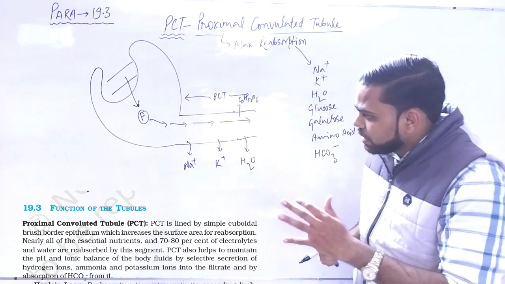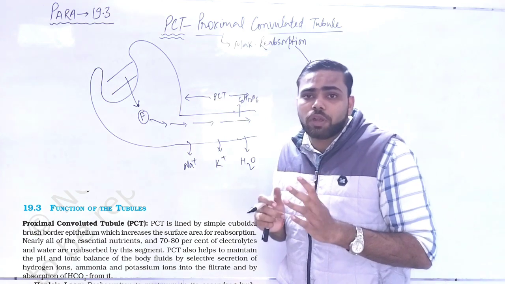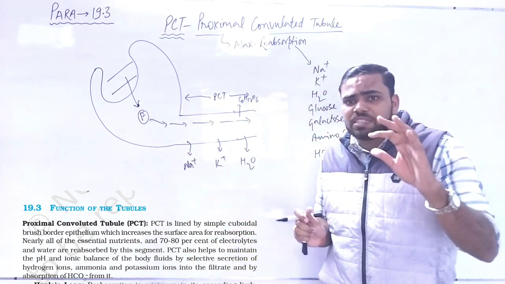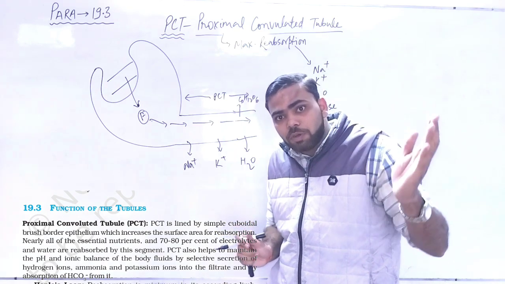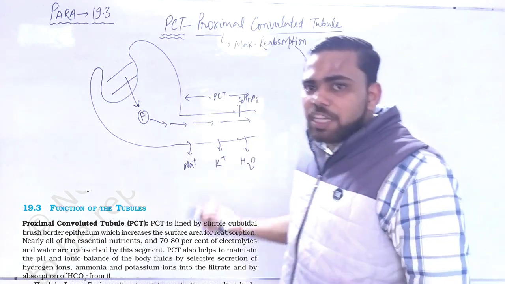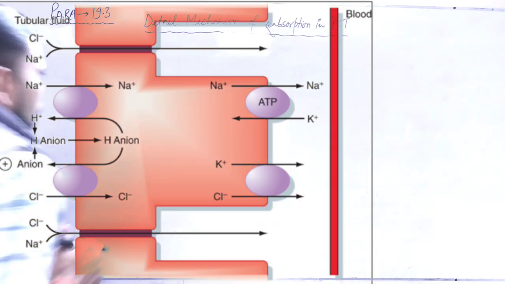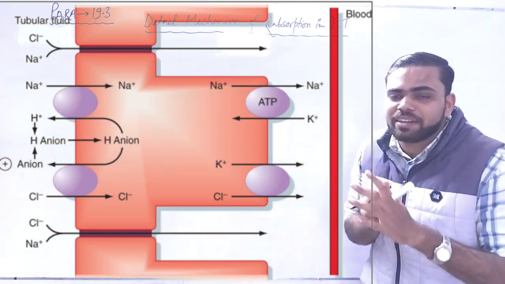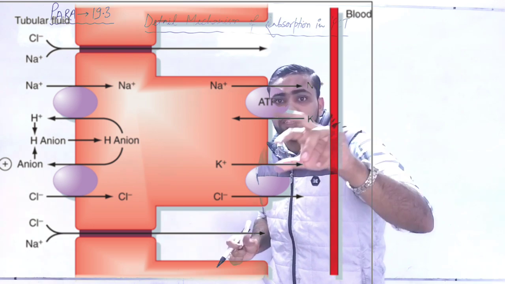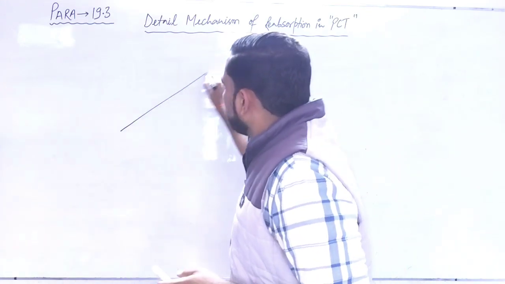Now let's see the detailed mechanism: how are sodium, potassium, water, glucose, galactose, and many more being reabsorbed from the PCT? What is responsible inside the PCT for the reabsorption of these things? Now see the detailed mechanism. What is responsible for the reabsorption in the PCT? See here. Now here I am drawing only the PCT.